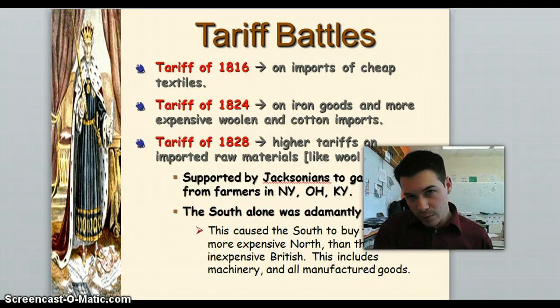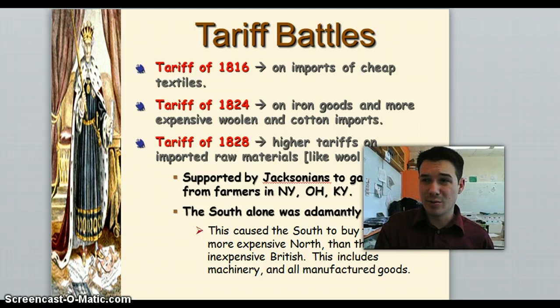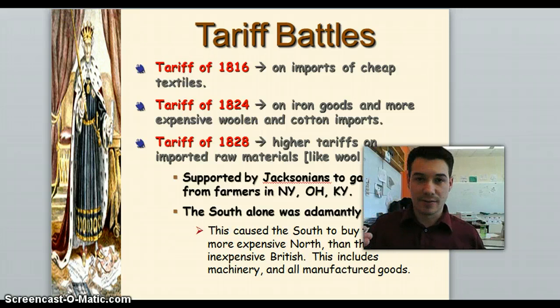Now, this was supported by the Jacksonians, which are people that followed Andrew Jackson to gain votes. The South, though, was adamantly against it. A lot of it's because, like discussed earlier, now the tariff forces them to buy the expensive goods from the North. Because with the tariff, over 25% duty, and sometimes more, it made those inexpensive imported goods go up past and maybe cost even more than those expensive goods. So they had to buy from the North. The South did not like that.